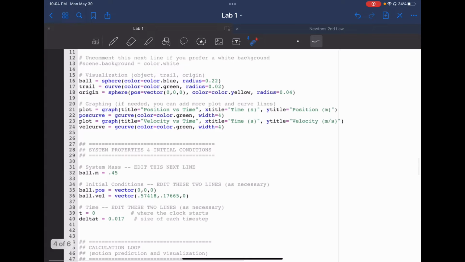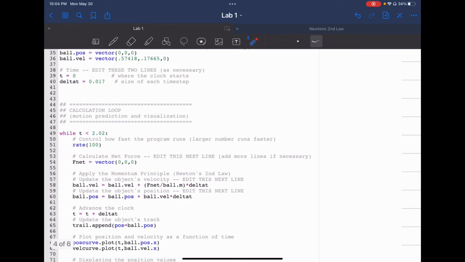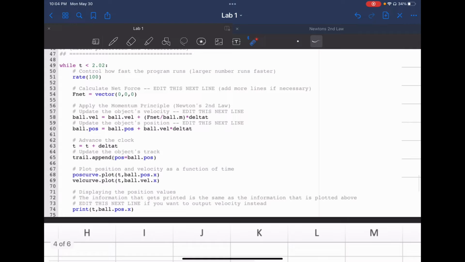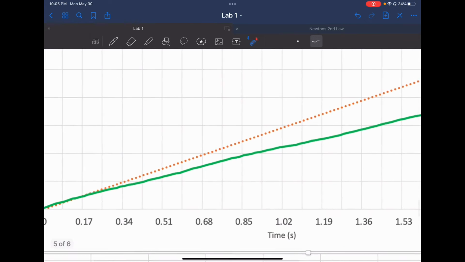And then GlowScript. Like I said, I set the F net, so we assume no net forces. This is how long my Tracker recorded, and then the variable ball.vel was updated each time using this. And because F net was zero, we showed algebraically that the velocity wouldn't change. So each time it updated, it would just update itself the same while the time was less than 2.02 seconds. And then the position would constantly change using the ball.vel and the change in time. And this is what showed.